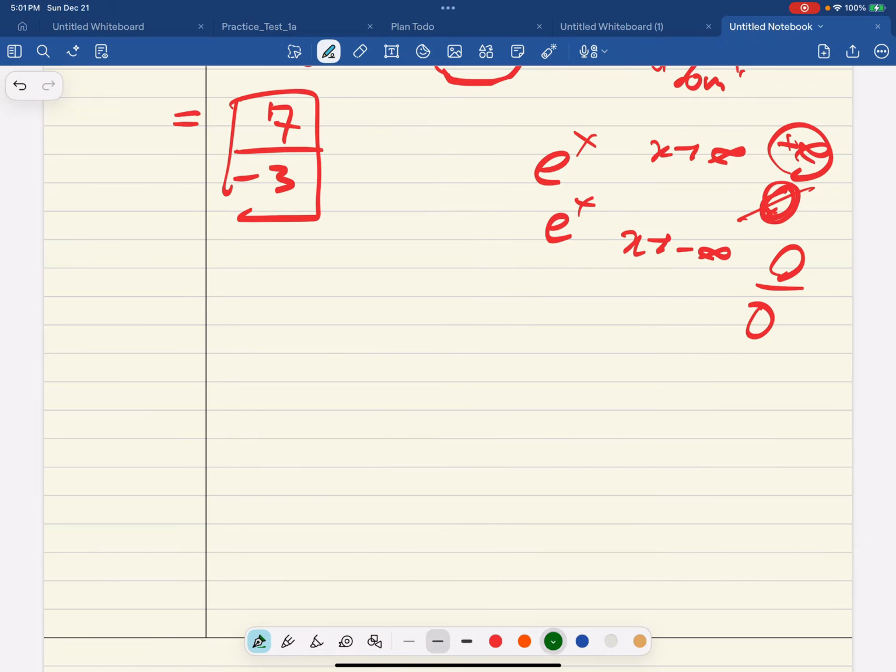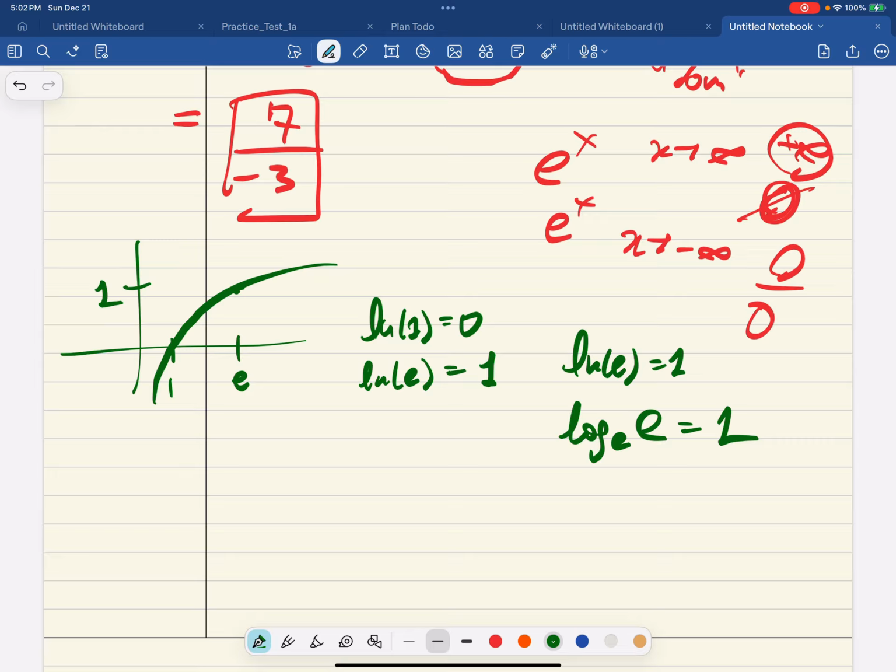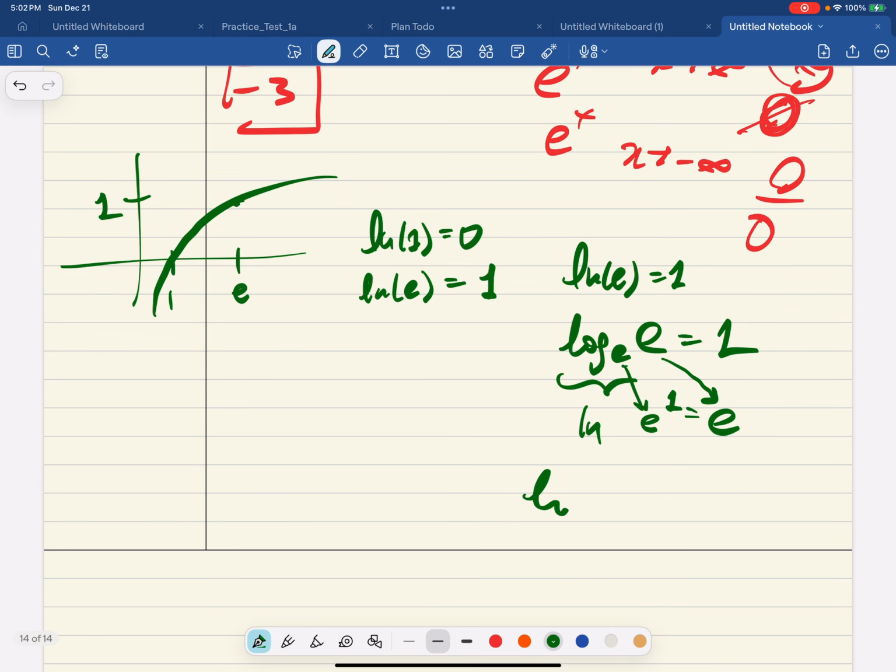Logarithm is not really a big focus in limits, but just remember that at 1, the ln of 1 is 0. At e, the ln of e is 1. The ln of e is always 1 because log of e is 1, and log of e means ln. Log of e basically means this e right here. Exponent of 1 is equal to e, which is this e here. That's how log always works.